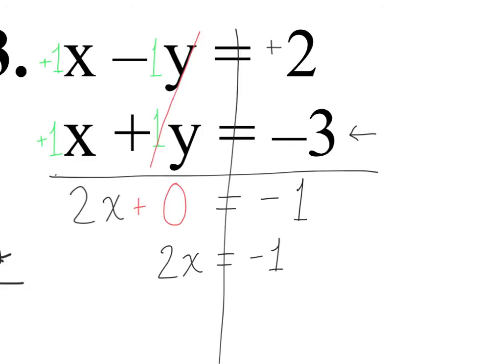Okay, we're going to go ahead and get rid of that 2. Or sorry, that 2 was being multiplied and we get rid of it by dividing. 2 divided by 2 is 1, so I'm just left with 1x, or just x, and x is equal to negative 1/2, or negative, because positive and a negative is negative, 1 divided by 2 is 0.5.